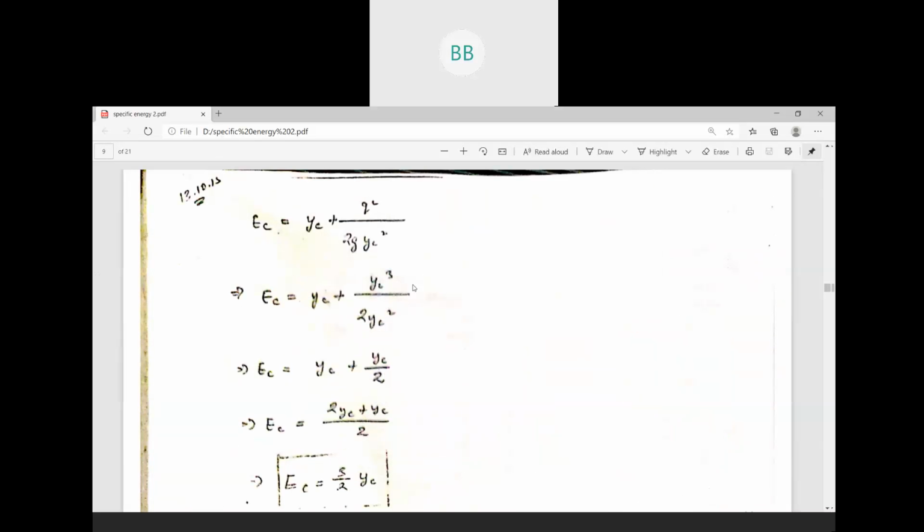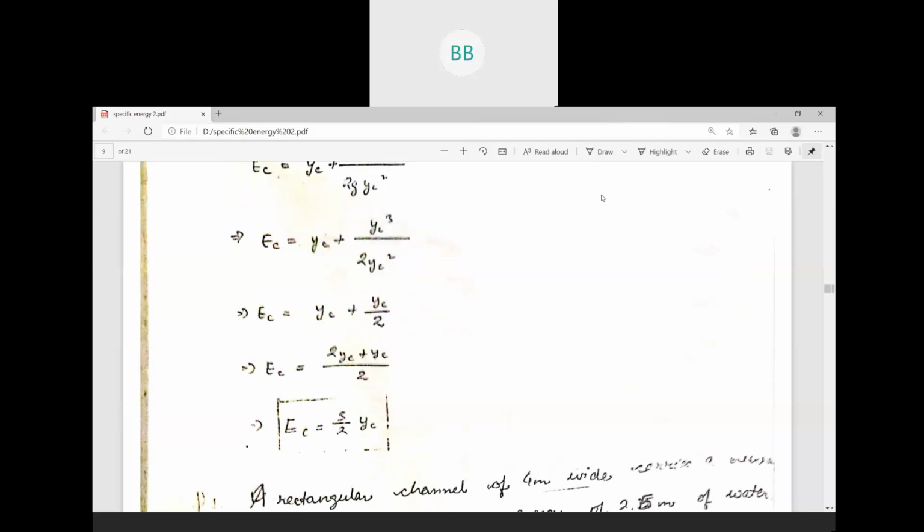So once you put here YC cube, and then you have divided by YC square, it will be cancelled out and we will be left with YC cube by YC square, which gives YC, and then YC divided by 2. So if you do the LCM, you will get the specific energy for critical condition is equal to 3 by 2 YC.